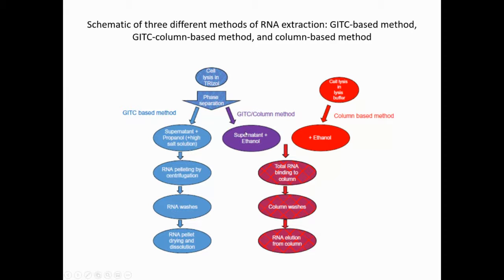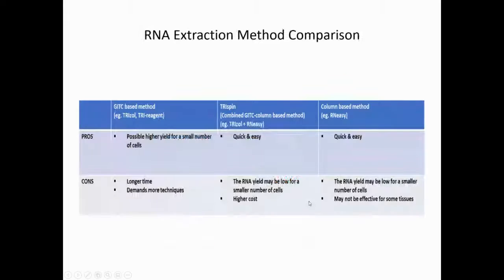And this side will be the column. Basically you mix it with the Trizol, then add the ethanol and go through the column. The RNA will bind to the column. You wash the column and then elute from the column, all right? And on the right side here, it's just the cell lysis with lysis buffer and ethanol, going through the column, and then you collect the RNA.